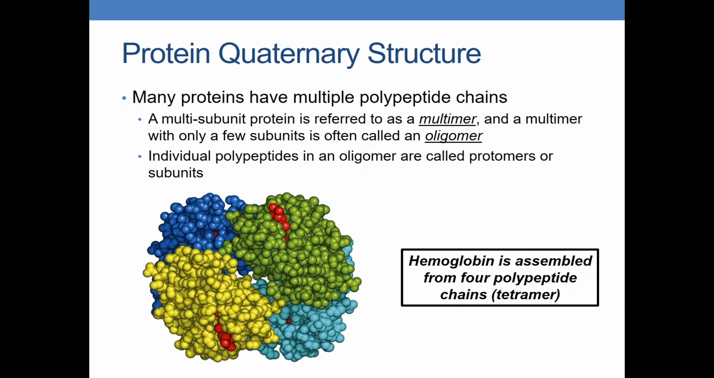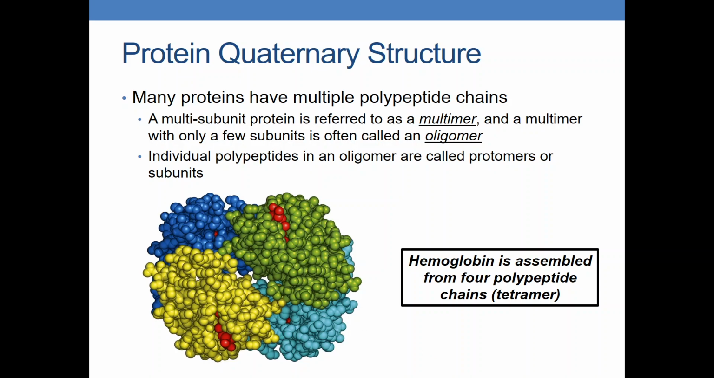So many proteins have multiple polypeptide chains that come together. They interact via non-covalent interactions to give what is commonly referred to as a multimer, or in some cases an oligomer. These different oligomeric states are the quaternary structural description that we talk about. So if you have, say, 2 protein chains that come together, that's a dimer. If you have 3 protein chains come together, that's a trimer.